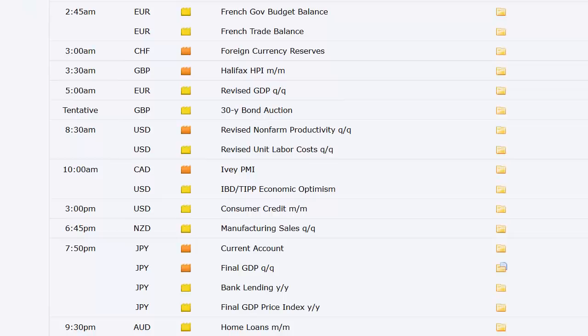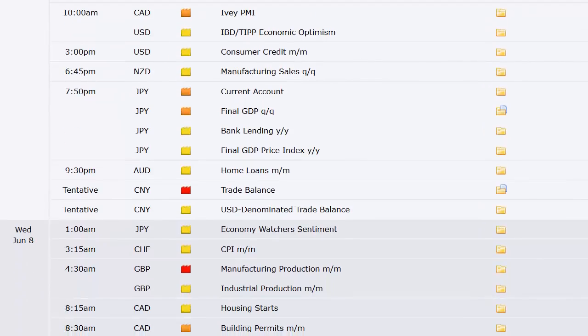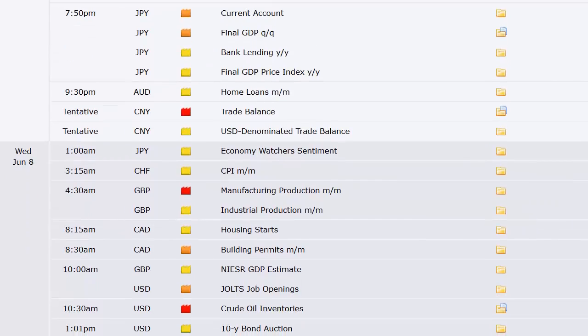Non-farm productivity and unit labor costs here in the U.S. Canada's Ivey PMI at 10 a.m. IPSOS economic optimism number here in the U.S. Consumer credit in the afternoon, doesn't matter. Manufacturing sales out of New Zealand. And then Japan does their GDP, current account, bank lending, and price index at 7:50 p.m. Eastern Time Tuesday night. Home loans out of Australia.